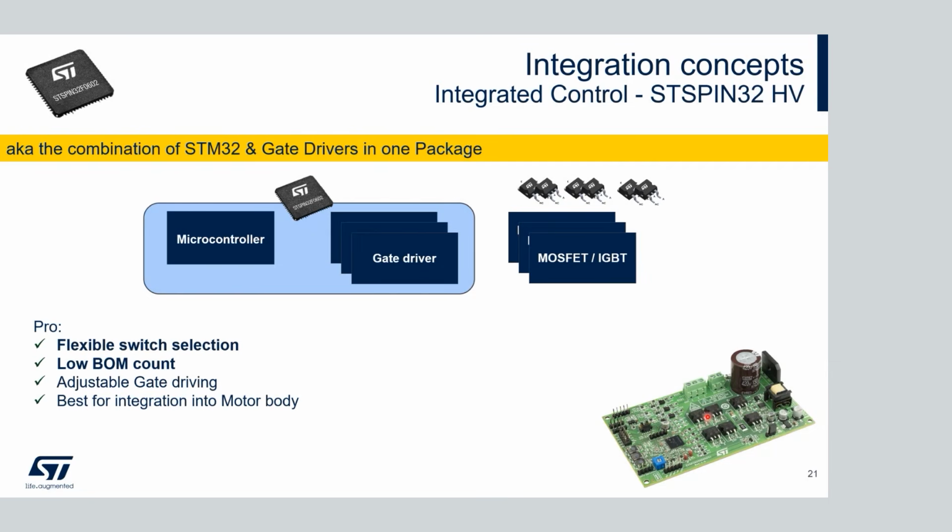You keep your flexible switch selection so that you can choose whatever kind of switch you want to use. If it's a MOSFET or an IGBT, this is very convenient. And you can still participate from a relatively low BOM count. So few components only to adjust. And you keep your adjustable gate driving. So you can adjust the switching profile as you need for the application.